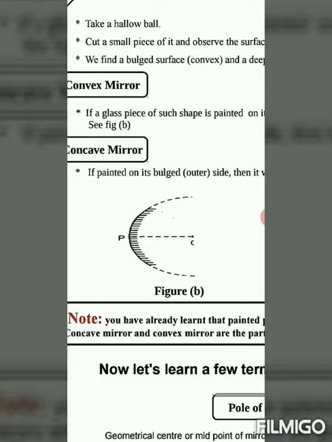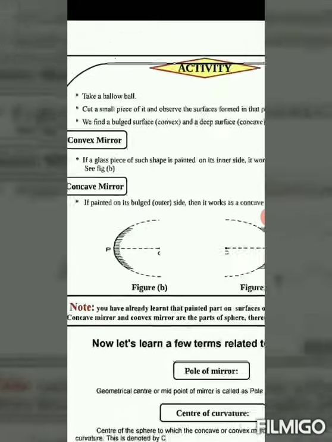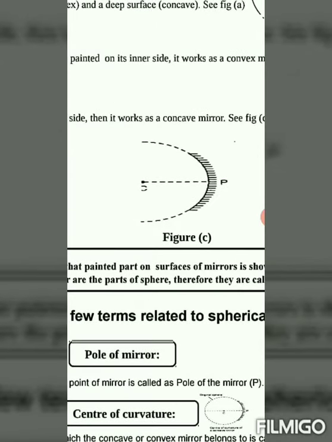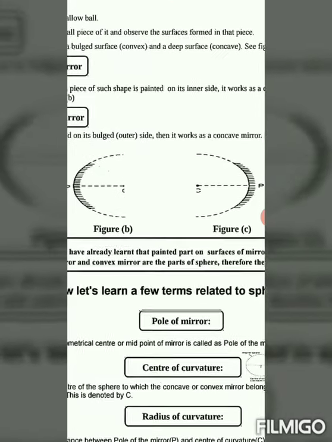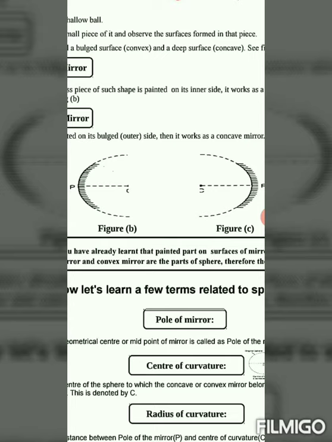Along the P side, the surface is the convex surface. In figure C, it is quite the opposite to figure B. Here the outside lines are the non-reflecting surface. Clear? Only inside does the light fall. That means the inner side is the reflecting surface and the outer side is the non-reflecting surface. So that is the main difference between concave and convex according to their structure.